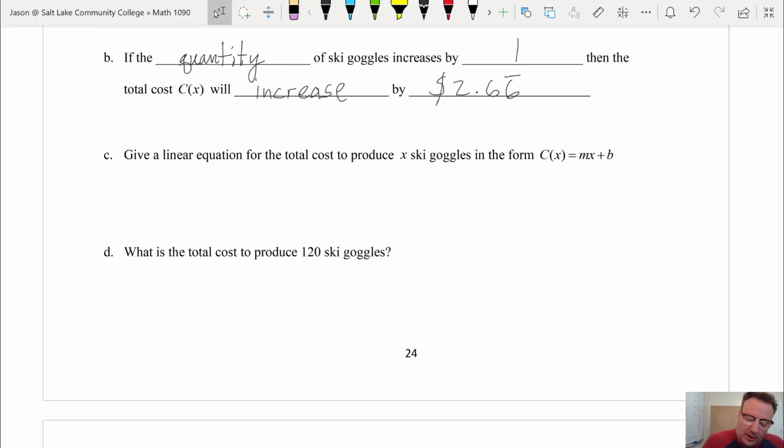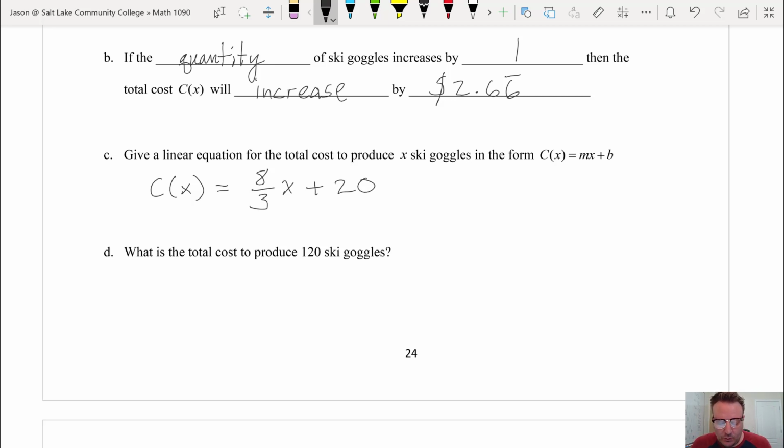So then our cost function, C as a function of x, cost as a function of quantity, is going to be, do I write it as a decimal or a fraction? I'll write it as a fraction, I think. 8/3 x plus 20.